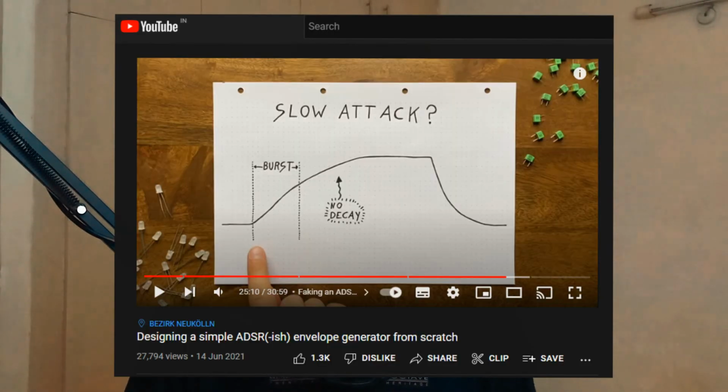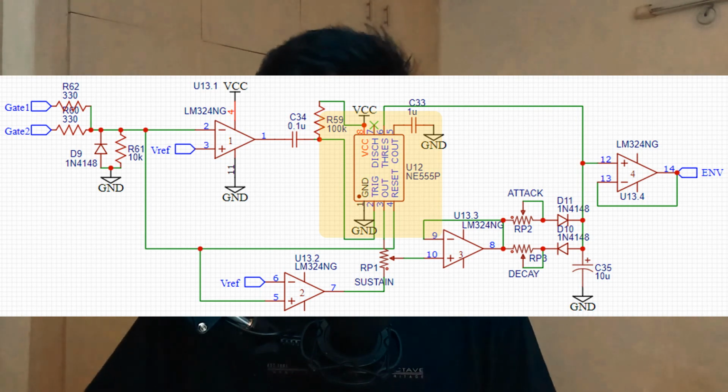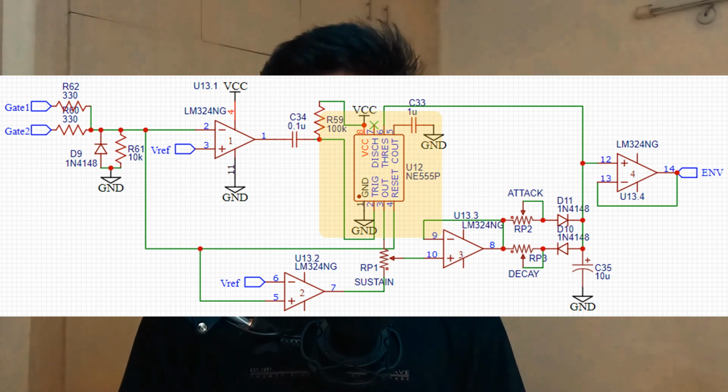His design has a small limitation, and that is something he has covered in his video as well. And that is for really large attack times, the envelope does not reach its maximum value before it goes into the decay phase. So I just solved that issue by adding an SR flip-flop, again made out of a 555 timer. And that's basically it for the envelope generator.